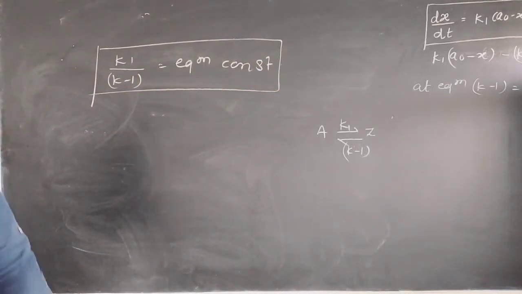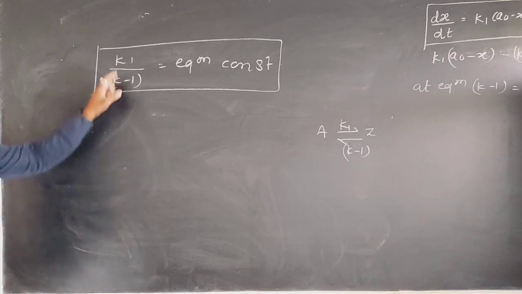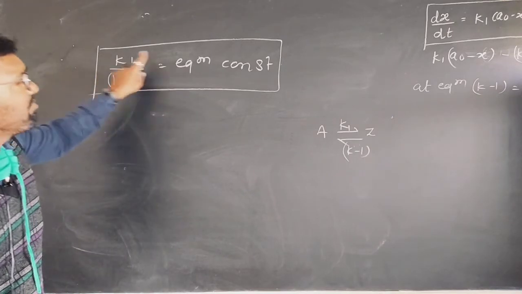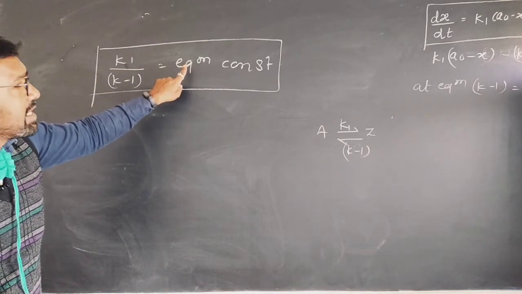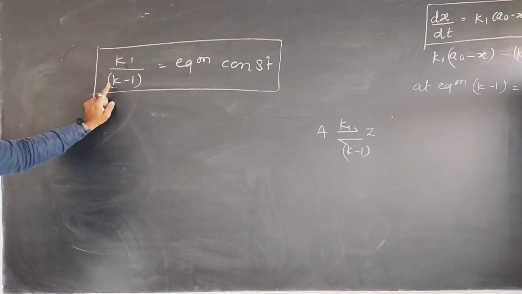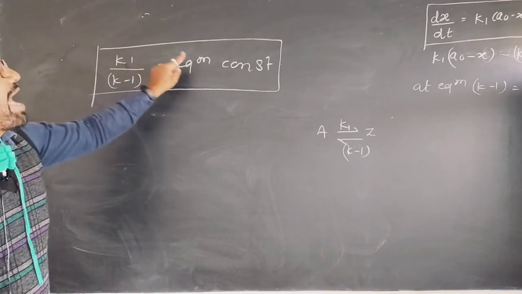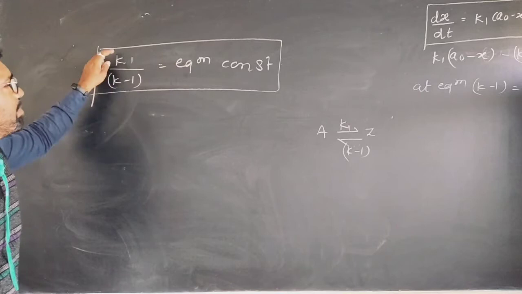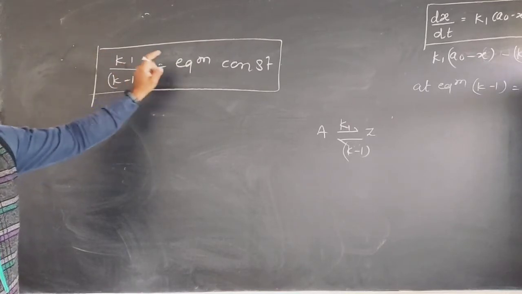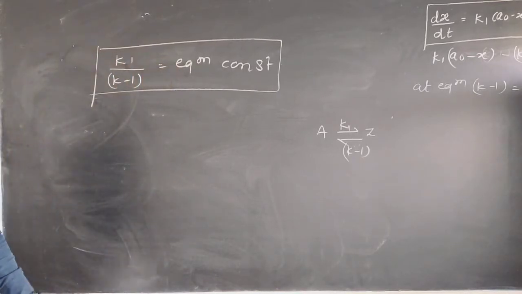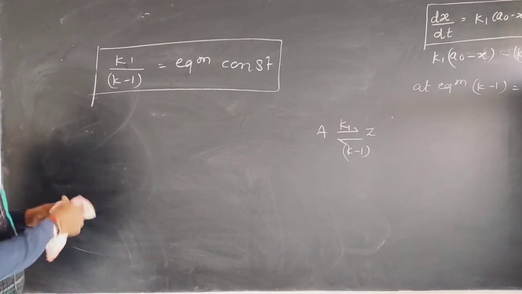K1 upon K minus 1 is equal to the equilibrium constant. K1 is determined by using the graph. The equilibrium constant can be determined by using the reaction. K minus 1 can be determined by using K1 and the equilibrium constant. Simply, K1 upon the equilibrium constant is equal to K minus 1, which is the rate constant for the backward reaction.